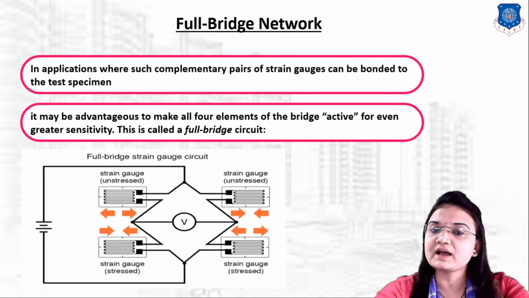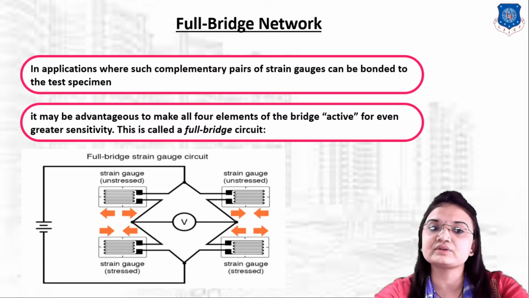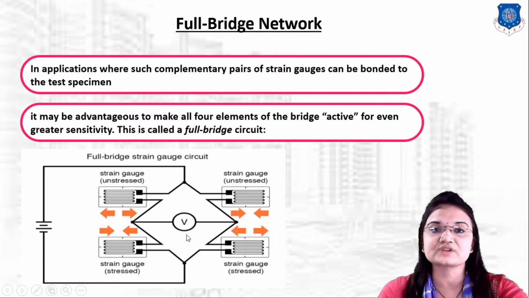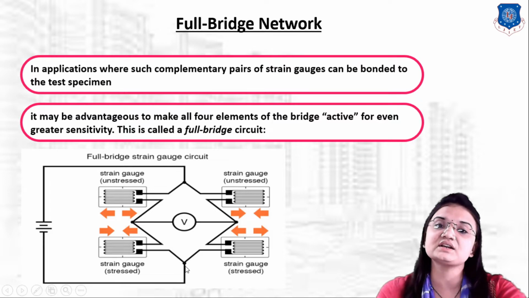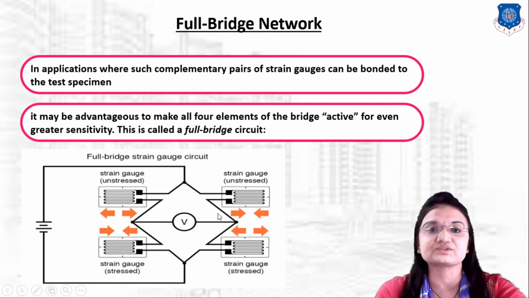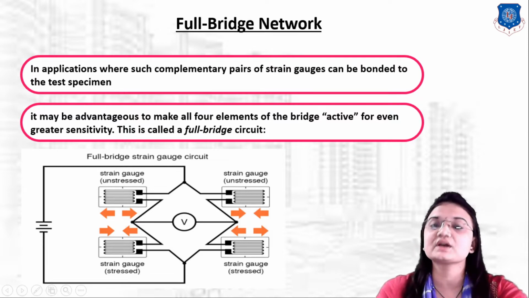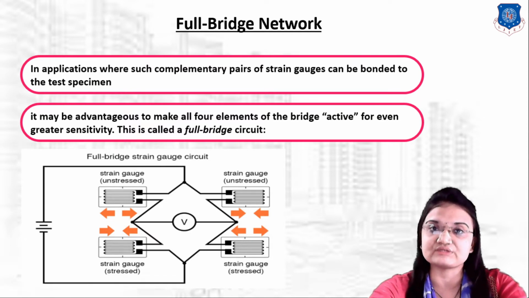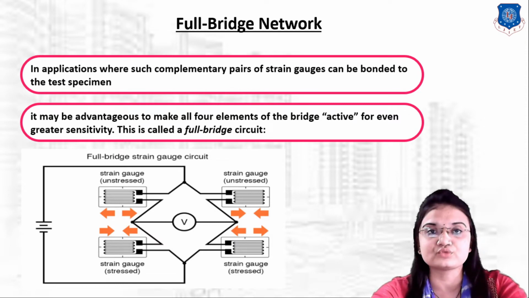In application where such complementary pairs of strain gauges can be bonded to the test object, you can clearly see in this figure we are using four strain gauges in a bridge circuit. When we apply force on the object, the resistance of these four strain gauges will change, and by measuring the resistance of the four strain gauges we will get our answer. So this is the design of the strain gauge, that is how we can use strain gauges in a Wheatstone bridge circuit in quarter form, in half form, or in full bridge form.